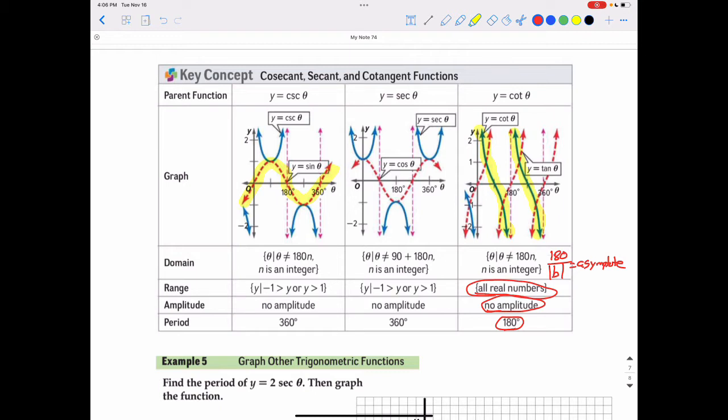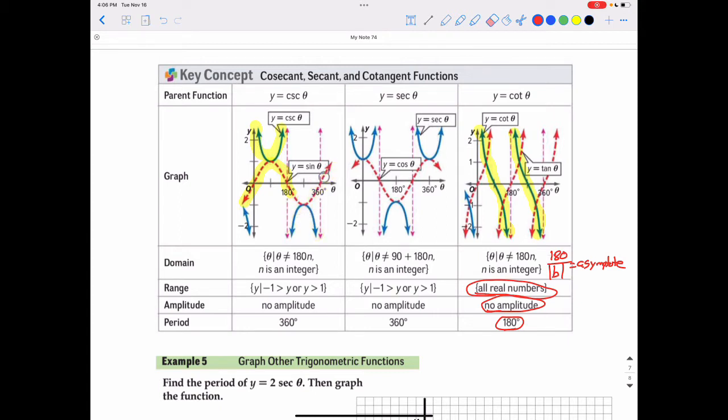How the U shapes are created: notice that the bottom of each U shape that opens upward, like this one, touches the top of the sine function, and the top of each U shape opening downward touches the bottom of each point of the sine function.